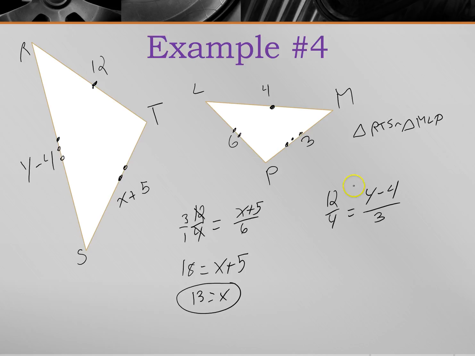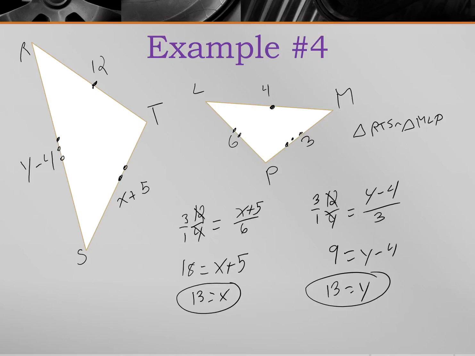As for Y, same concept. We know 12 over 4 is reduced to 3 over 1. Cross multiply. 3 times 3 is 9. Again, 1 times any quantity is that quantity, so 9 equals Y minus 4. We add 4 to both sides, and turns out Y is also the same number of 13. Don't let that bother you. If they're the same numbers, it doesn't matter as long as your mathematics was correct.